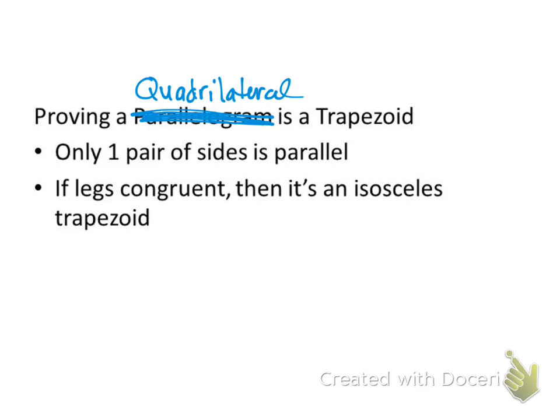Trapezoid if only one pair is parallel. Parallelogram if two pairs of sides are parallel. And then if there's any other special features, we should look for square, rectangle, rhombus. And if you know it's a trapezoid for sure, you might be able to say isosceles trapezoid, maybe not, depending on the information.